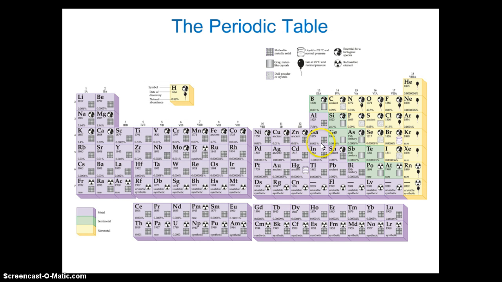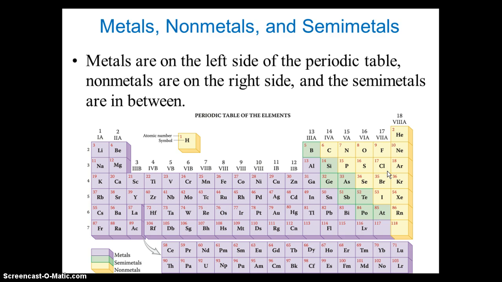You can see this periodic table. The purple ones are metals. The yellow ones, including hydrogen, are non-metals. And the green ones are metalloids. Metals are on the left side of the periodic table. You can see these purple ones are on the left side except hydrogen. Non-metals are on the right side of the periodic table. And semi-metals are in between.